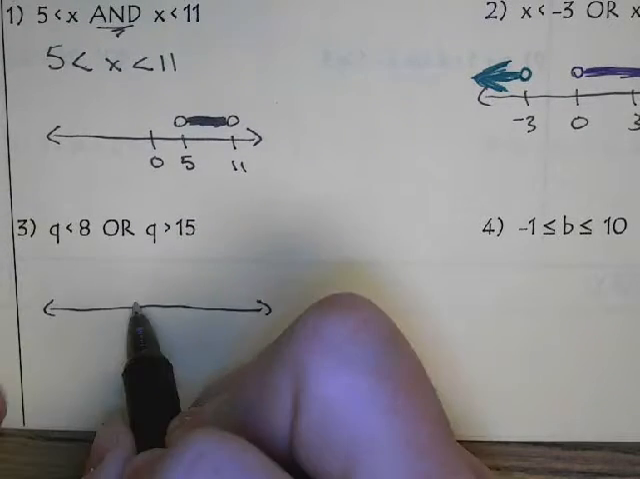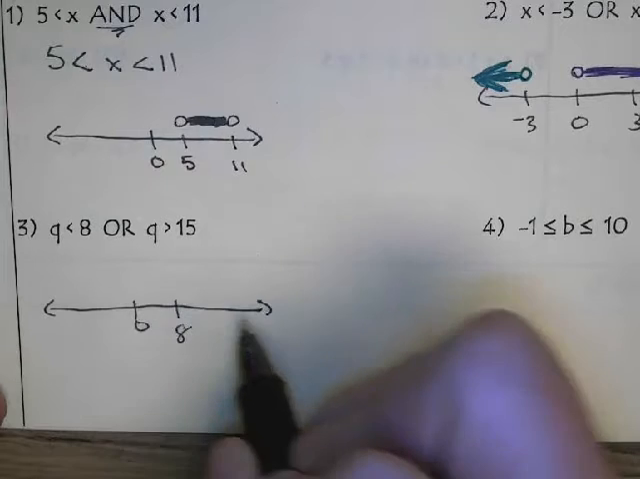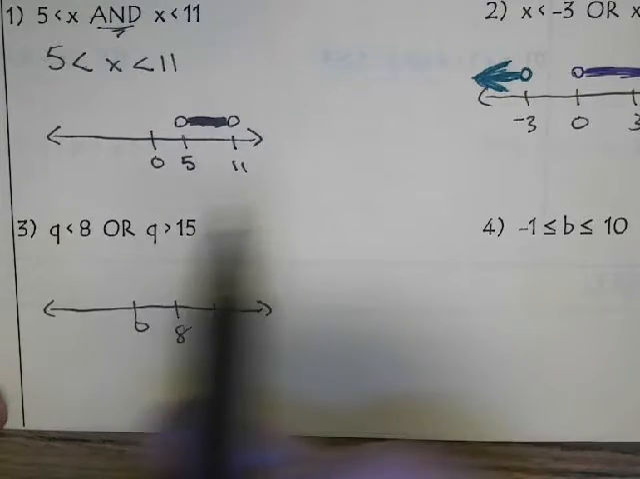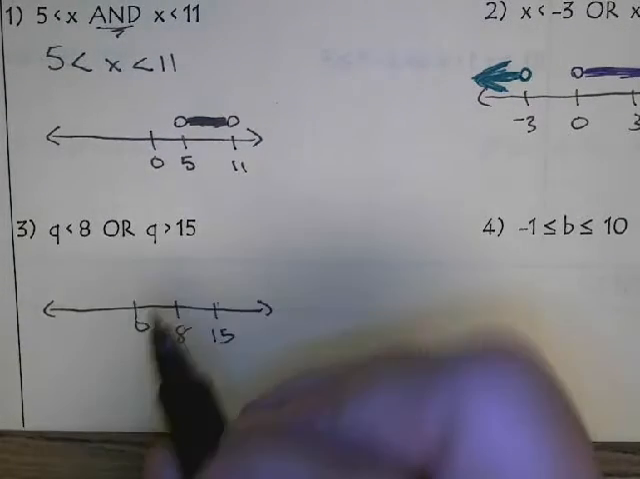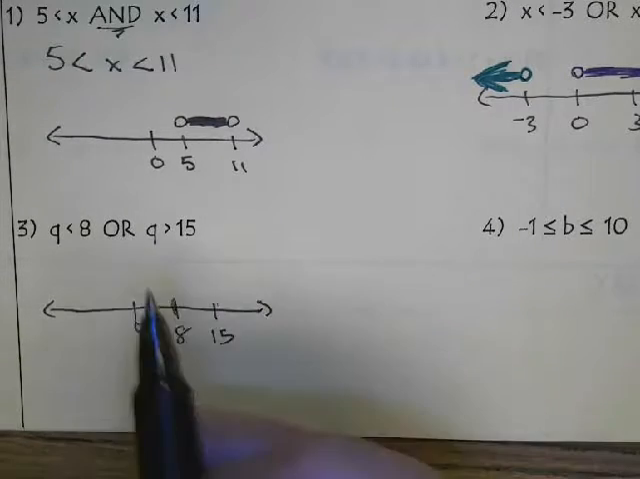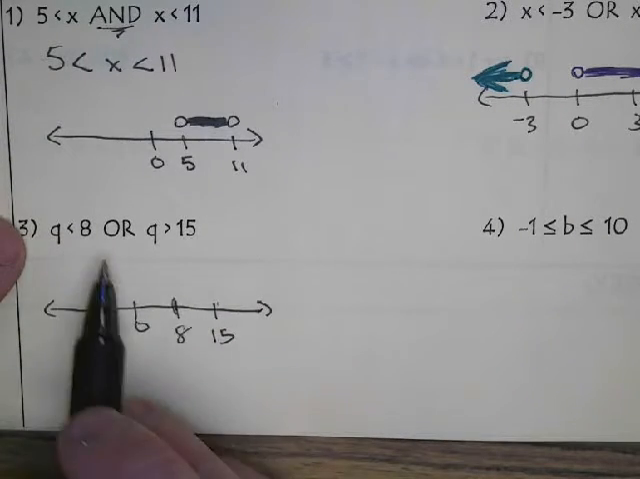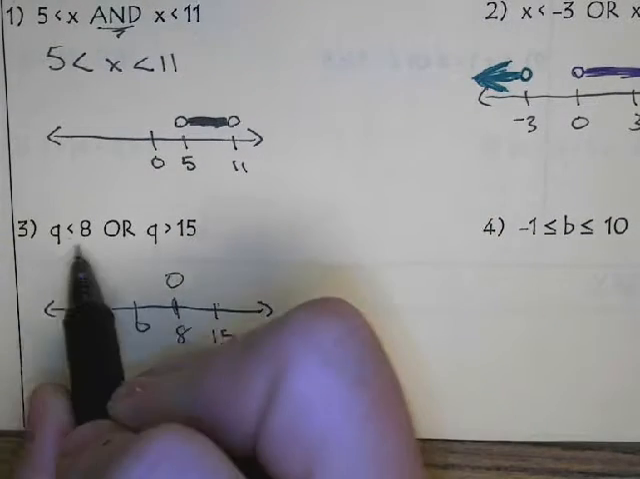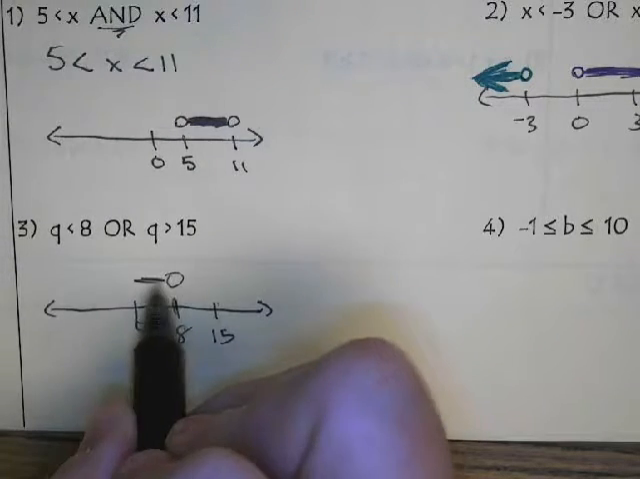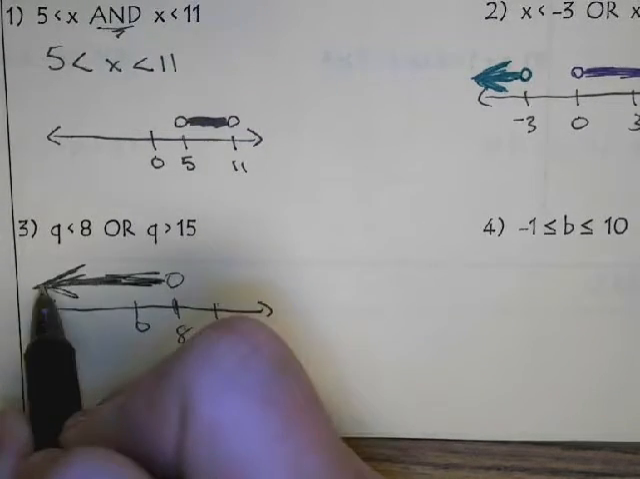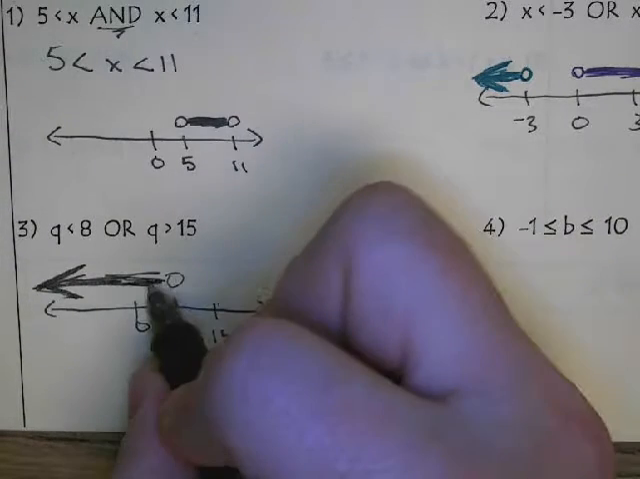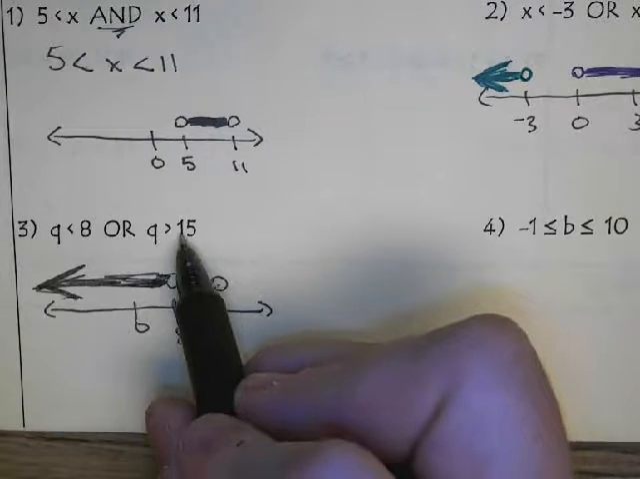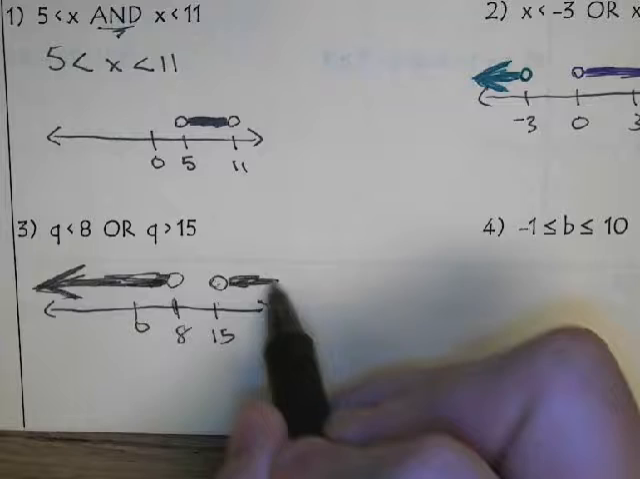I'll draw my number line. 0, I have 8 and 15, so we'll just put 8 and 15. And it's an or statement, so I'm just going to graph both of them and not really worry about what happens. So we'll just graph them independently, and then we're done. So Q is less than 8. Put my open circle, no line underneath, and then it's less than, so I'll shade everything that is less than 8. And then Q is greater than 15, no line, so I will put my open circle, and then I want to represent everything that is greater than 15.